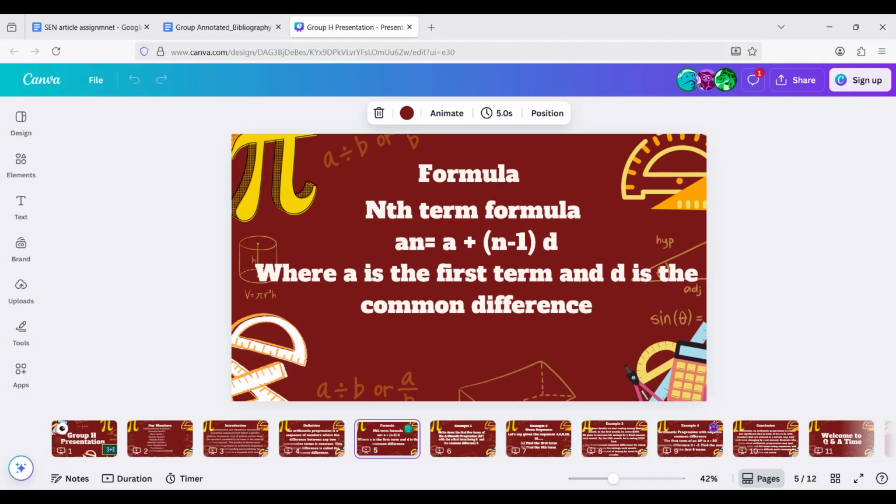Now, whenever we're given a situation where we have to find the nth term, there's a formula that we should follow, and it's stated here: a_n = a + (n − 1)d. The a is the first term of the sequence, and the d stands for the common difference, which is the number that we are increasing or decreasing our terms by.